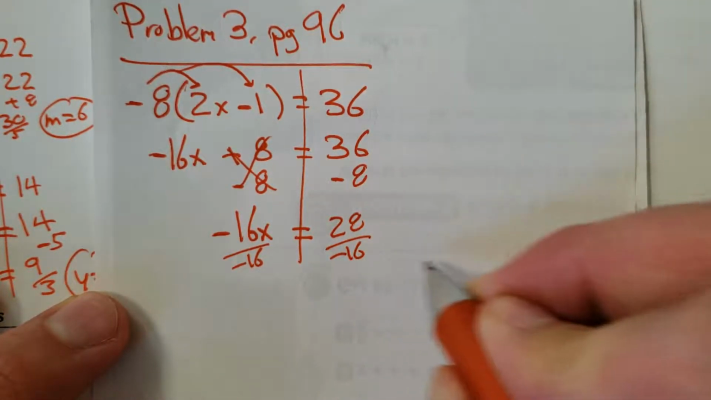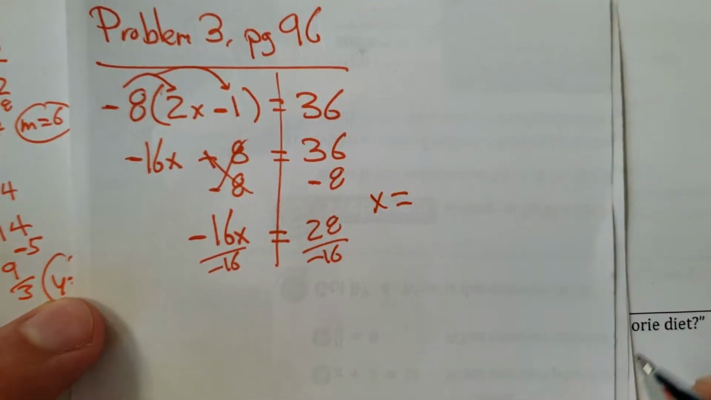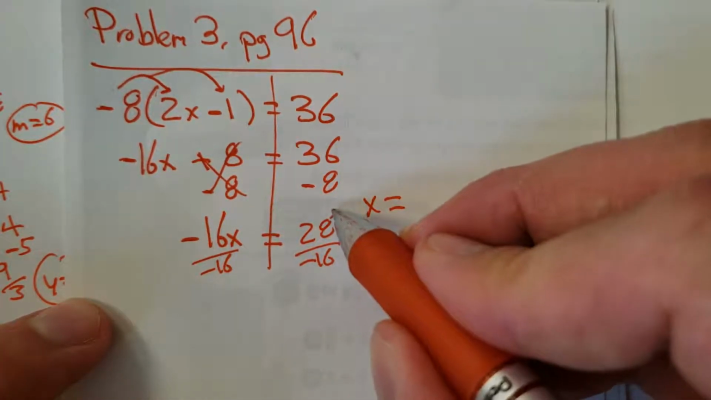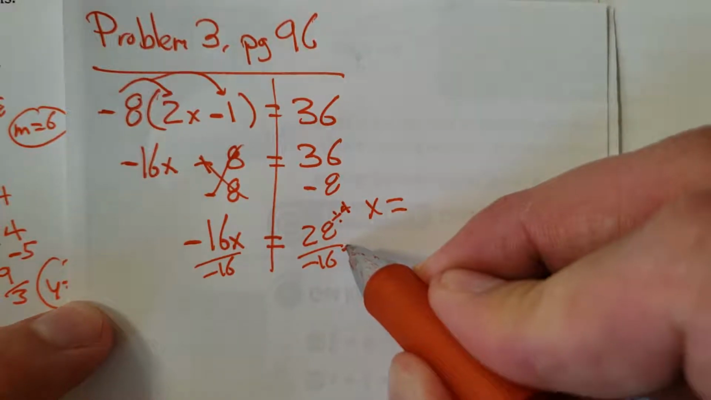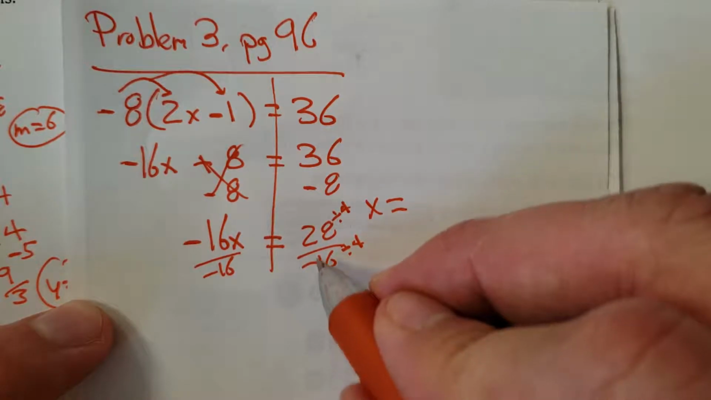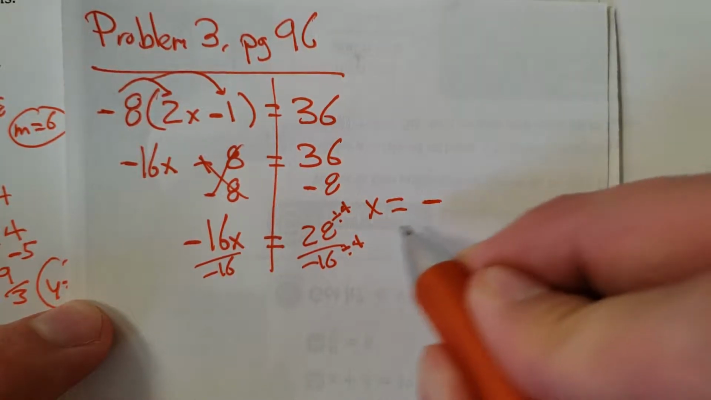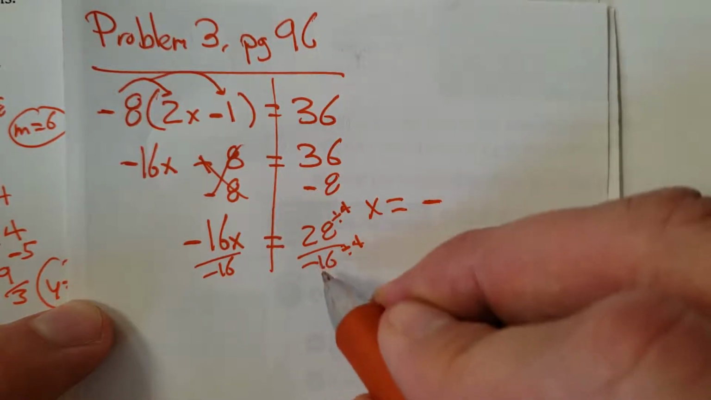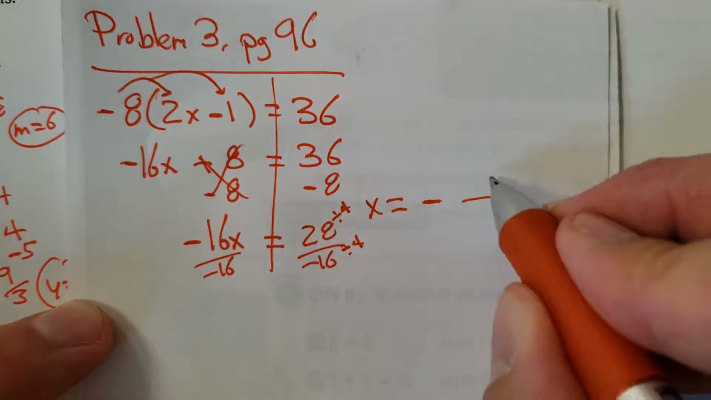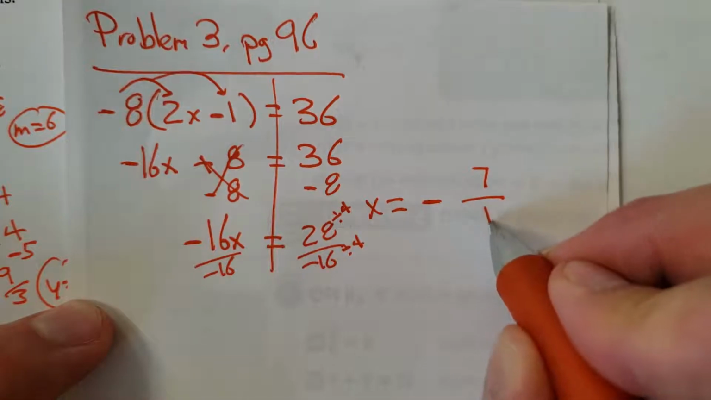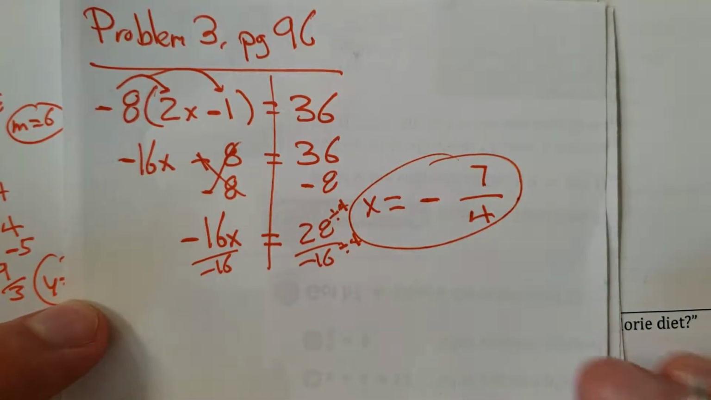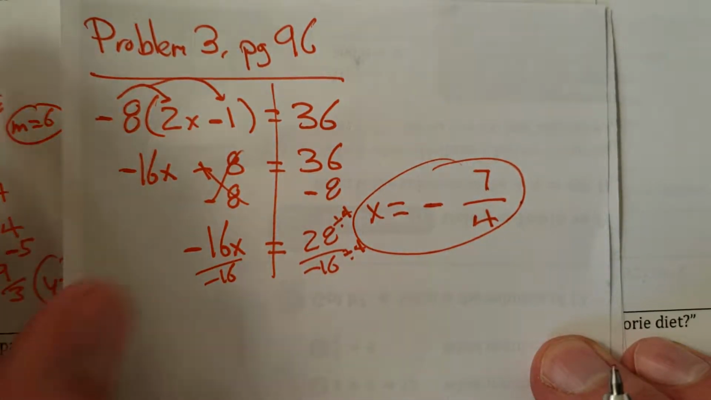Negative 16x divided by negative 16 is going to equal 28 over 16. 28 and 16 don't go into each other evenly, so I might have to reduce this fraction. I think a 4 does. So one of them is negative, so I'm going to have a negative out in front. Remember the negative could be top, bottom, but the best place to write it is the front. Negative 7 fourths. All right. Gotcha. Right, so there we go. That was problem number 3 on page 96.